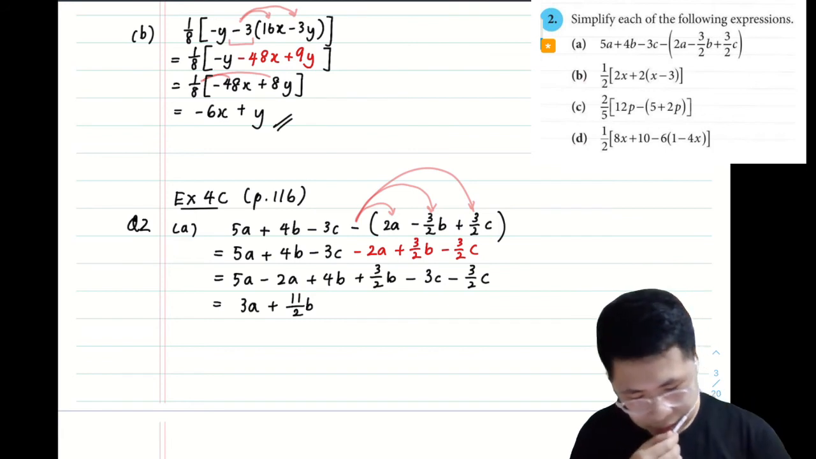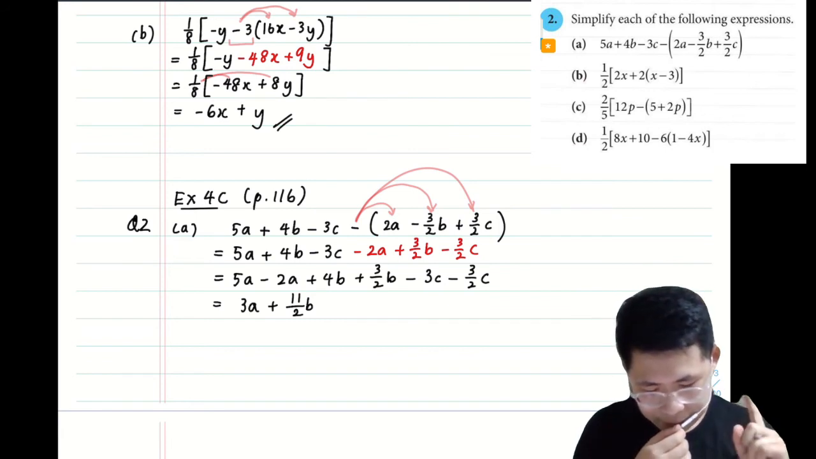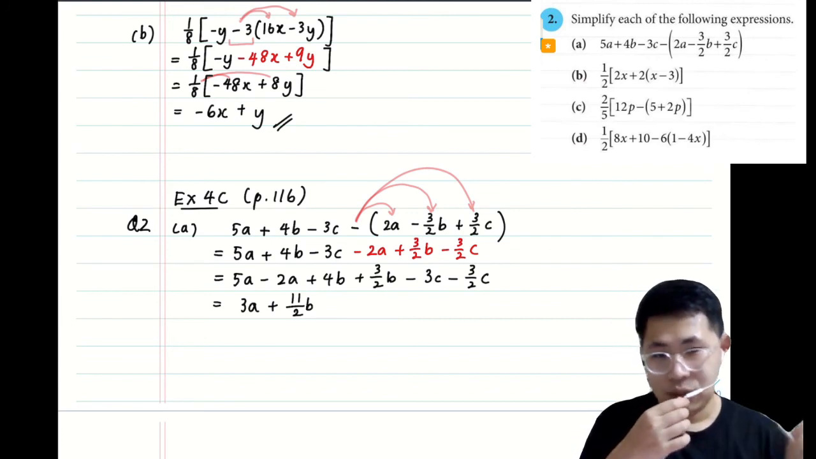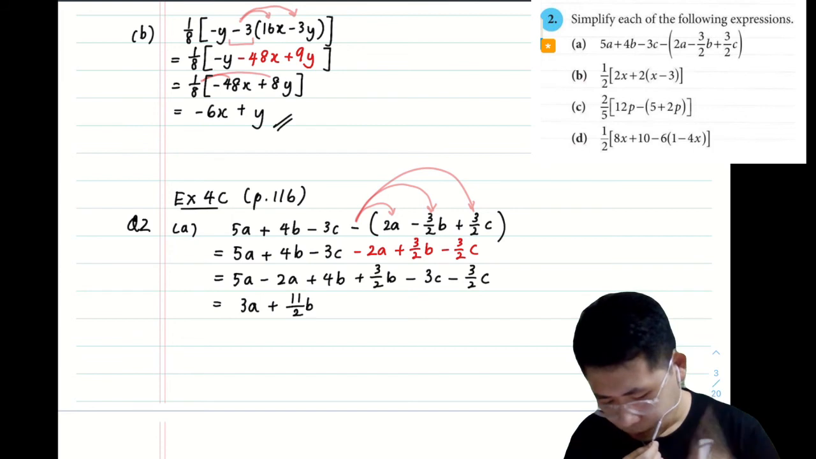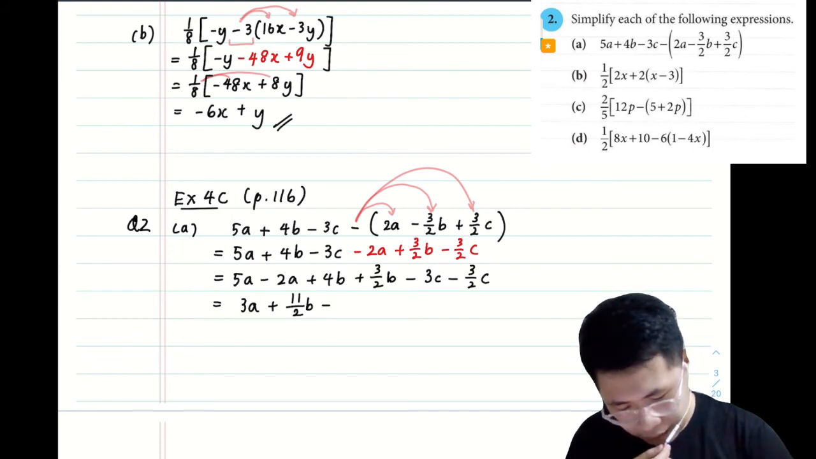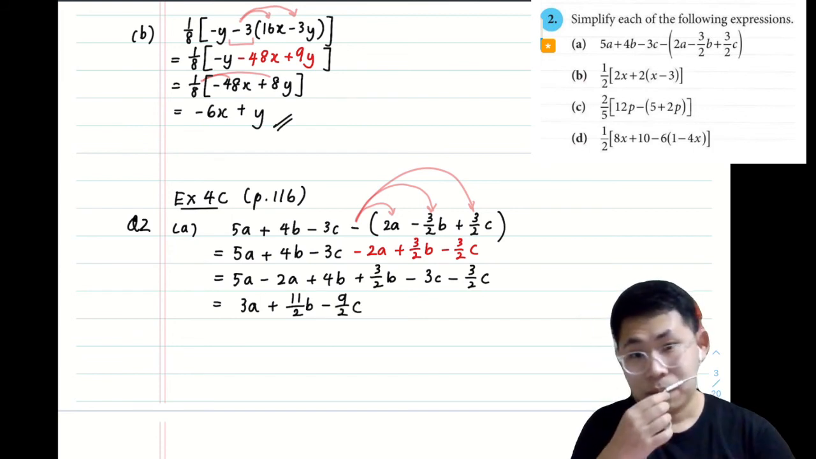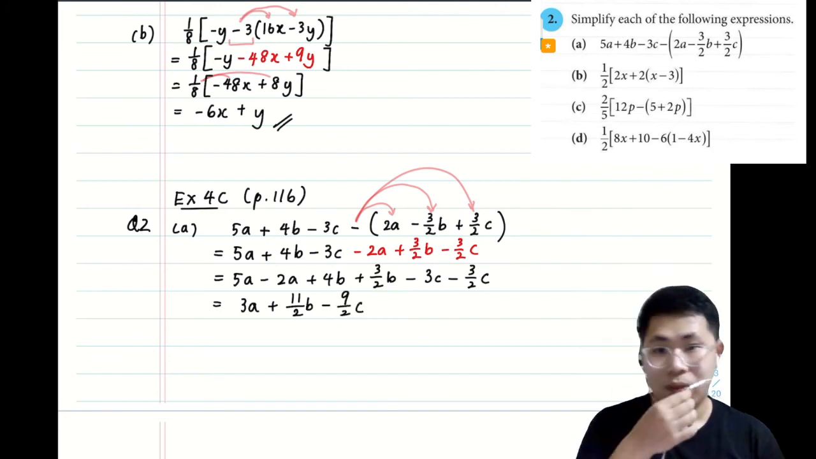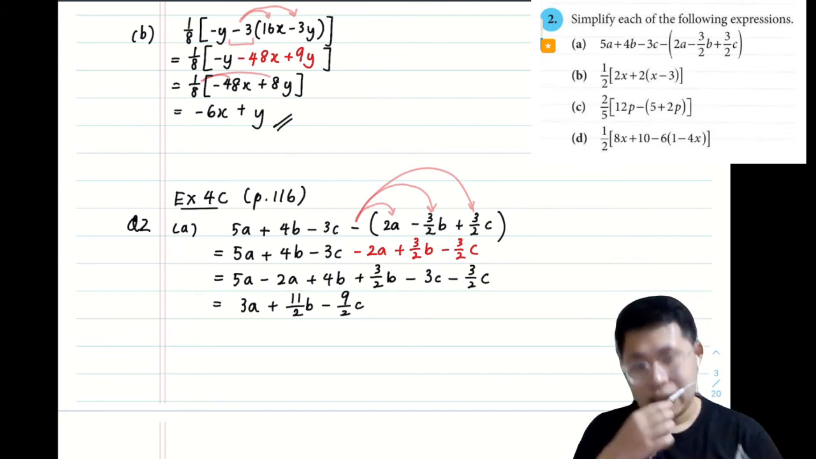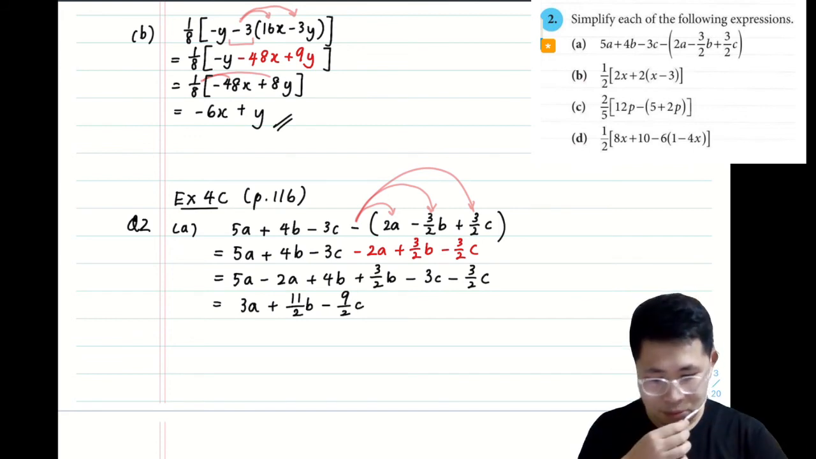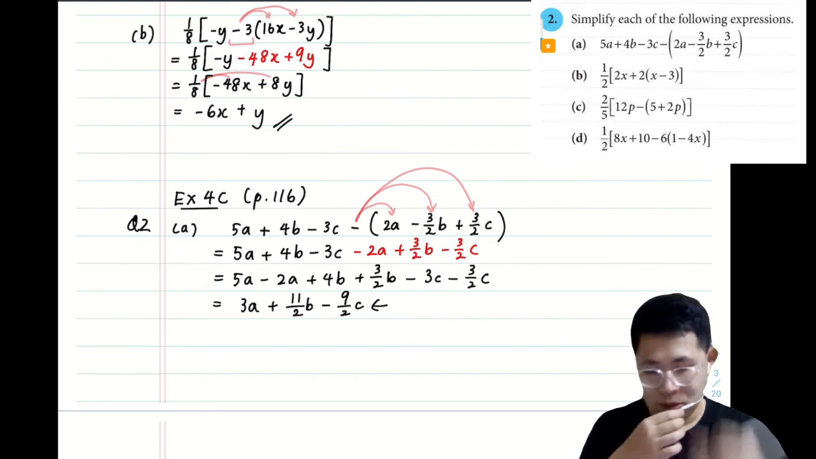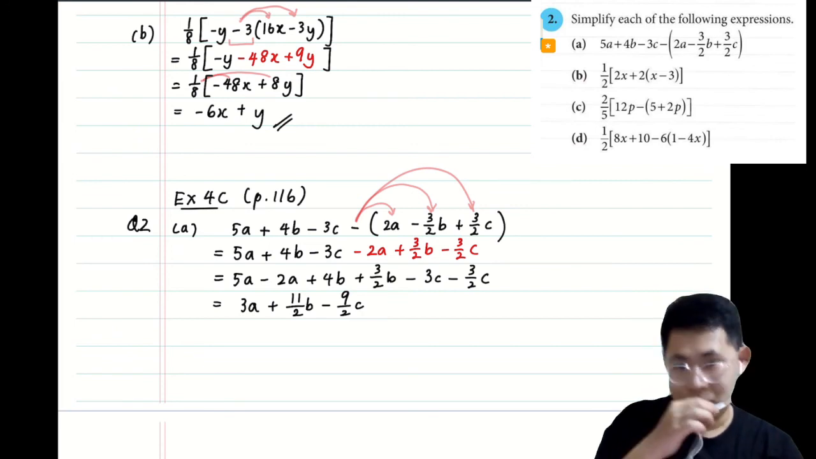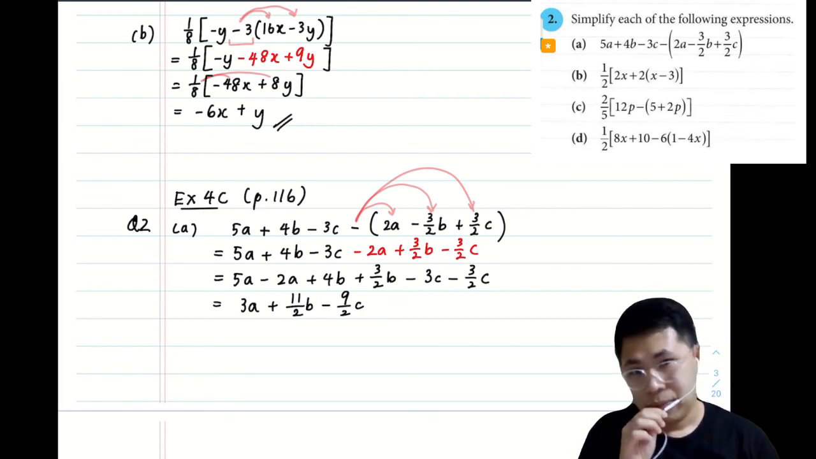Last but not least, how many coconuts do I have? Minus 3 coconuts and minus 3 over 2 coconuts. So when you type into your calculator, you should get a negative 9 over 2 coconuts. Remember to put the ABC in the middle of the fraction sign, not on top, not below, and don't be mistaken and put it below. So that's question 2A.